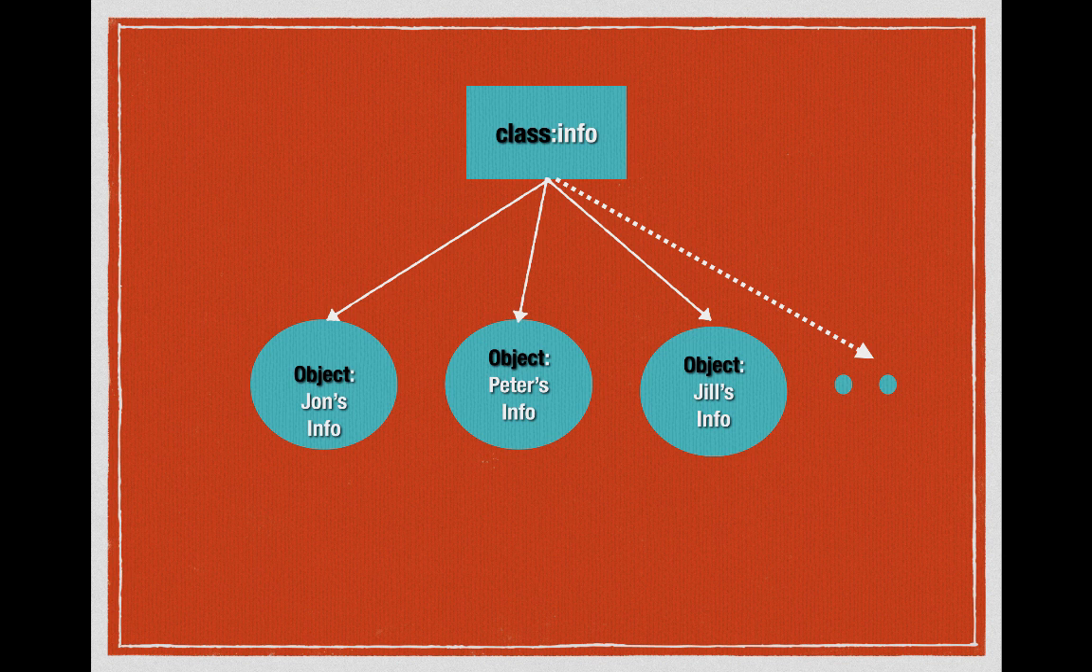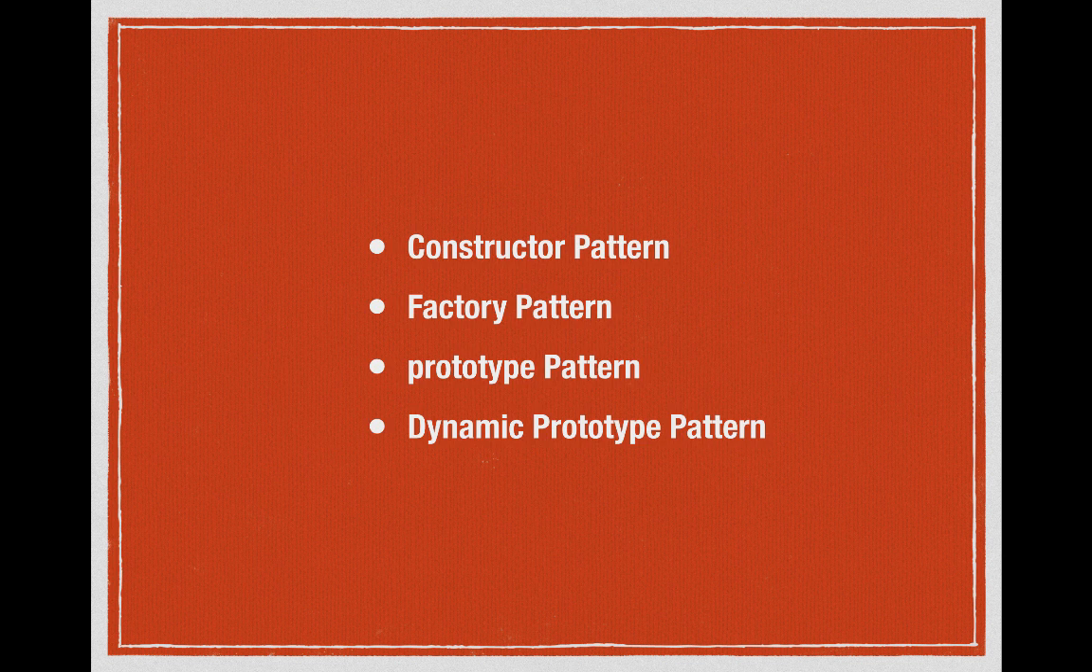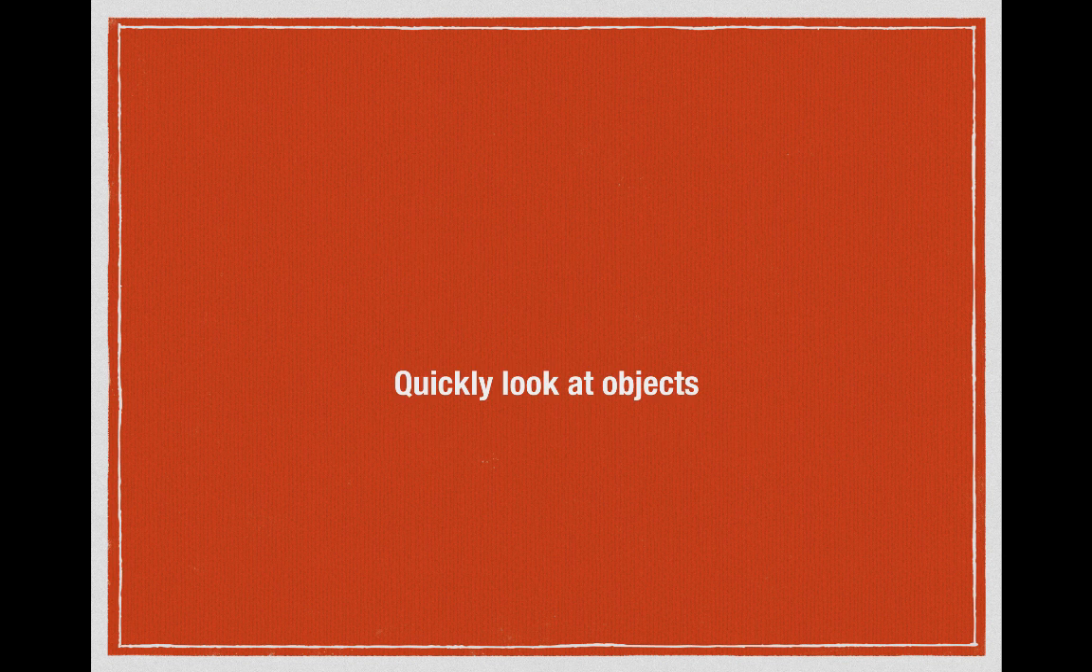In JavaScript, since there is no formal support of class, there is a lot of flexibility in the way we create objects. So we're going to look at how to do it. We're going to look at 4 different patterns: constructor pattern, factory pattern, prototype pattern, and dynamic prototype pattern. So first, let's quickly look at objects. Since JavaScript has no formal support of classes, we're going to create objects and then create other objects from that object. So let's first look at the factory pattern.